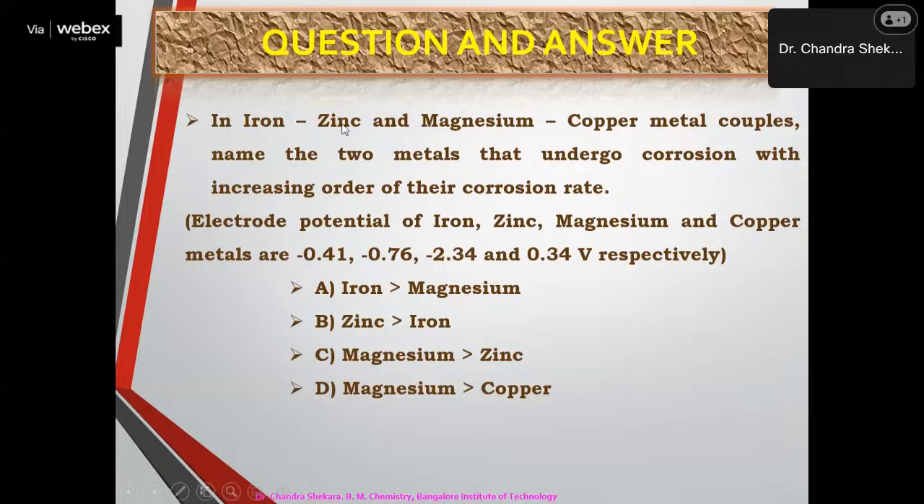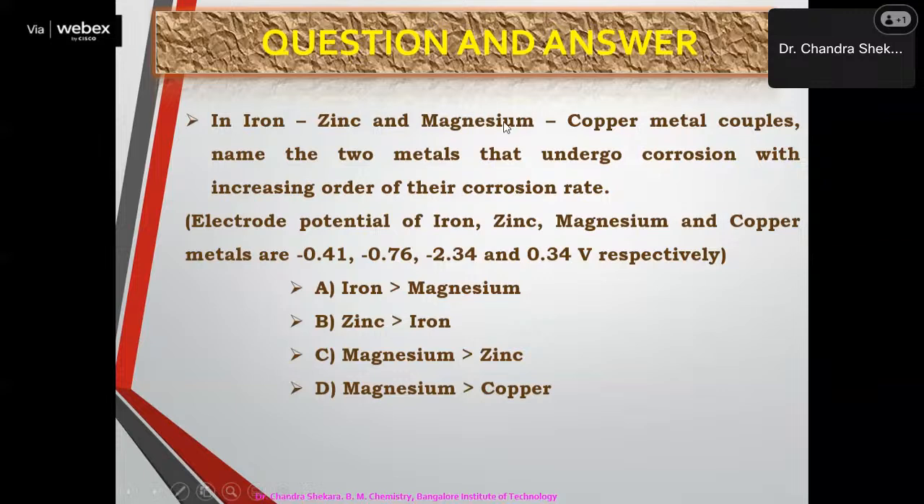In the iron and zinc metal couple, the zinc metal shows the tendency to undergo corrosion compared to iron because the potential of zinc is minus 0.76, potential of iron is minus 0.41. Similarly, in the magnesium copper metal couple, magnesium is having minus 2.34 volt potential and copper metal is having 0.34 volt potential. Therefore, in this couple, zinc undergoes corrosion. In this couple, magnesium undergoes corrosion.